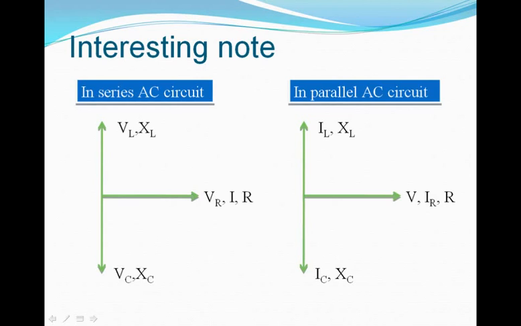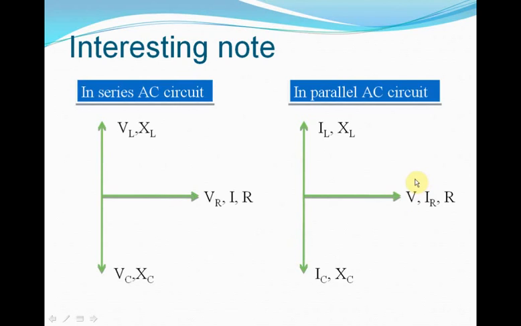Here, the current through the resistor is along the x-axis, and V, the net voltage of the parallel circuit, because the potential difference across all the elements is the same in this case. So the net potential difference is in the same phase as the current through the resistor. Similarly, you can see that the current through the inductor leads the current through the resistor by 90 degrees. The current through the capacitor lags behind the current through the resistance by 90 degrees.